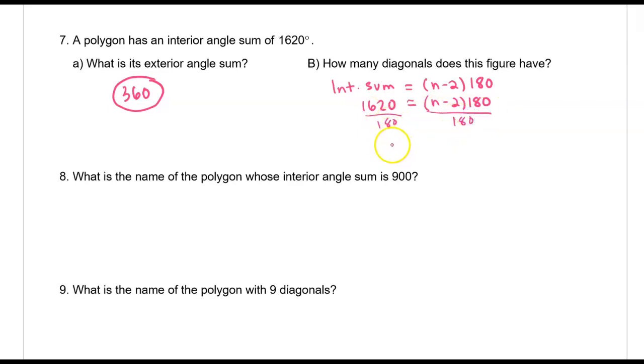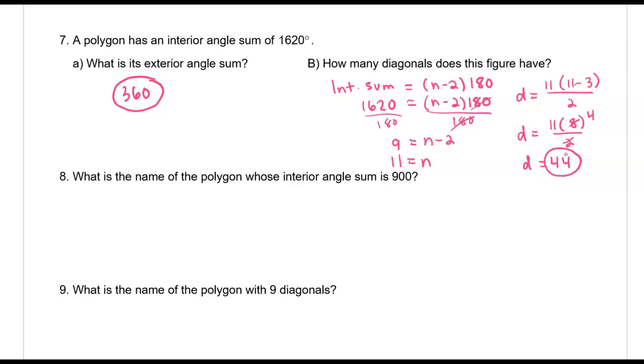1620 divided by 180 is 9. 9 equals n minus 2. Add 2 to both sides. The figure we're talking about is an 11-sided figure. To find the number of diagonals, I'm going to put 11 into the diagonal formula. 11 times 11 minus 3 divided by 2. 11 minus 3 is 8. Cancel the 2 with the 8. That leaves 4. There are 44 diagonals in an 11-sided figure.